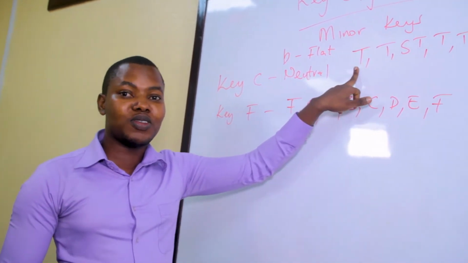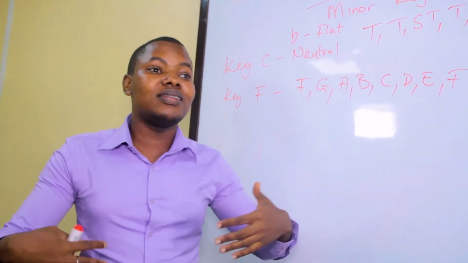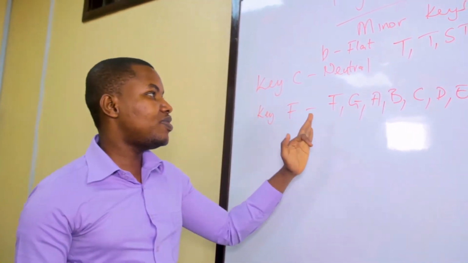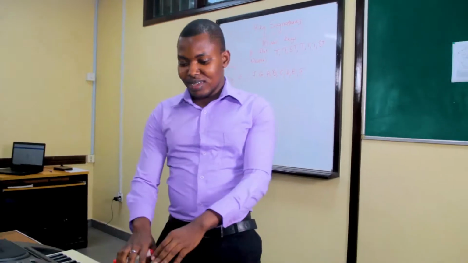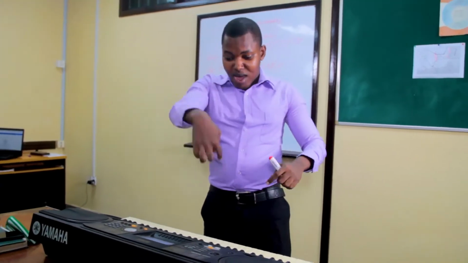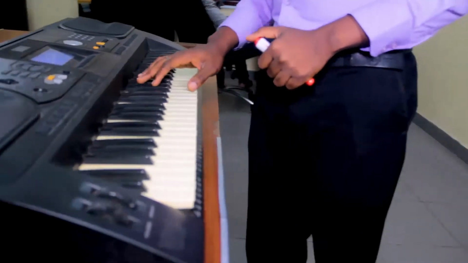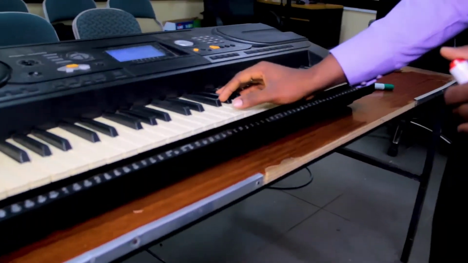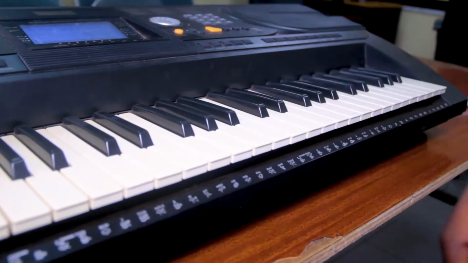We need a what? A tone. So F to G, is it a tone or a semitone? Looking at my keyboard, I hope you can see the keyboard. Bring the camera. I want them to see the keys actually. I want them to see my hands. Yes. So F, this is F, right? Now F to G, is it a tone or a semitone?